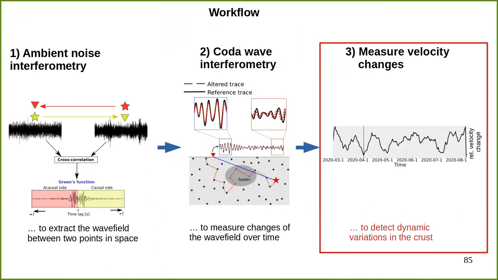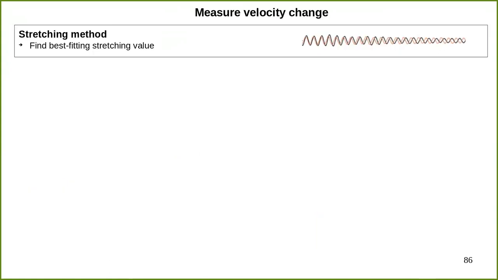As we have identified the reference medium and the altered traces, we can finally identify the velocity changes in order to detect dynamic variations in the crust. To do so, we use the so-called stretching method. This method uses the fact that a waveform is compressed if the medium velocity is faster and stretched if the velocity is slower relative to a reference medium.